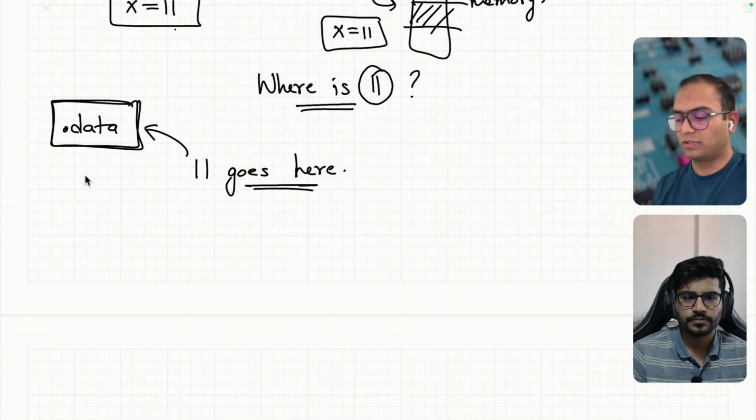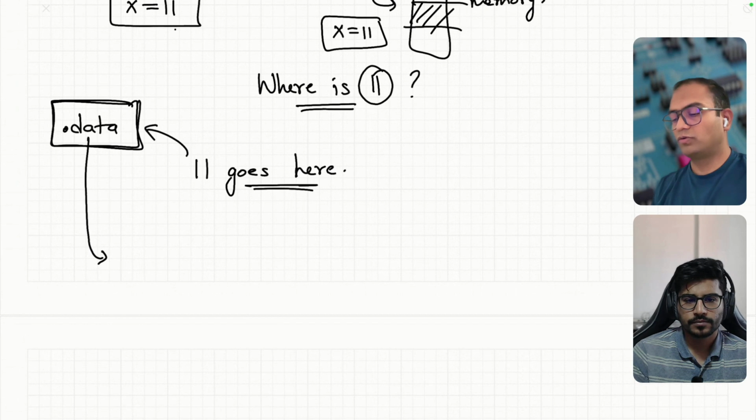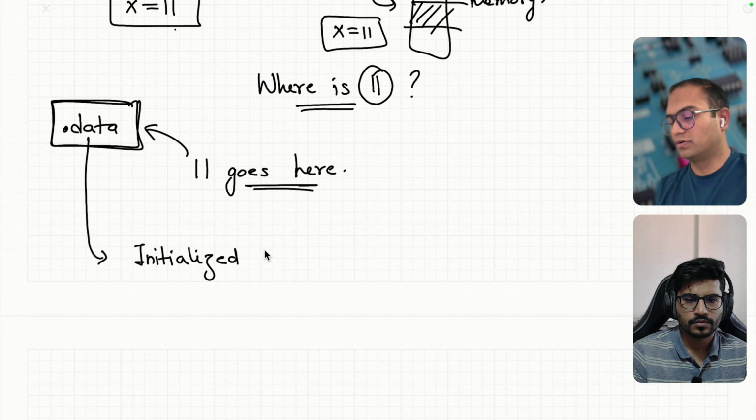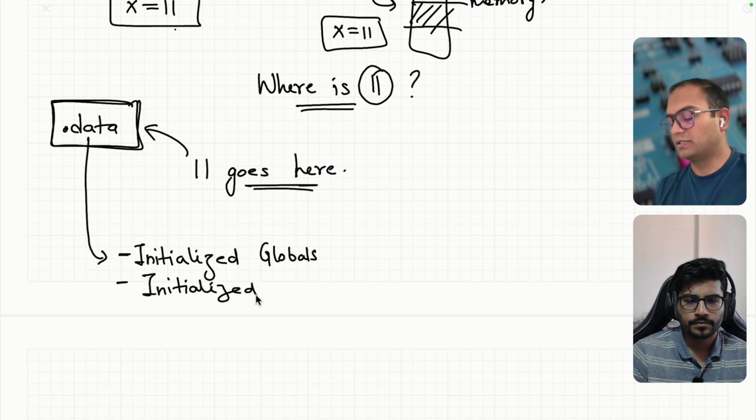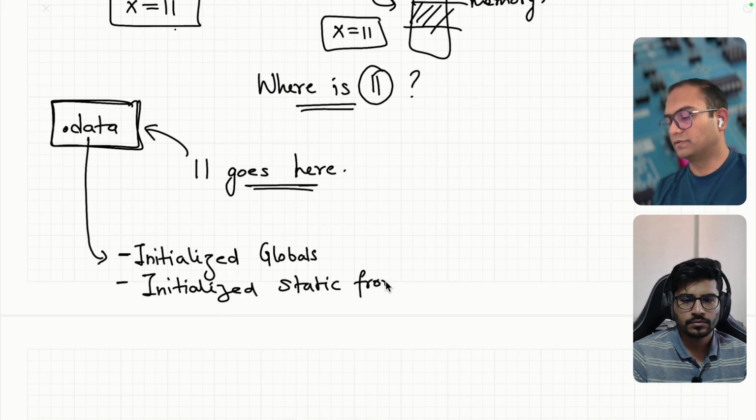Right. So let me actually write that down. So what goes in the data section? You said initialized globals, and the second one is statics from functions. Let me write it this way: initialized statics from functions. Yes.